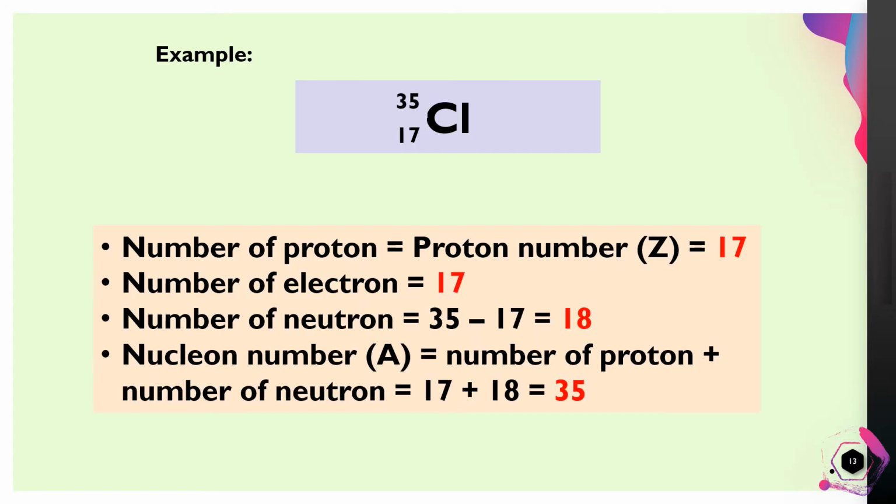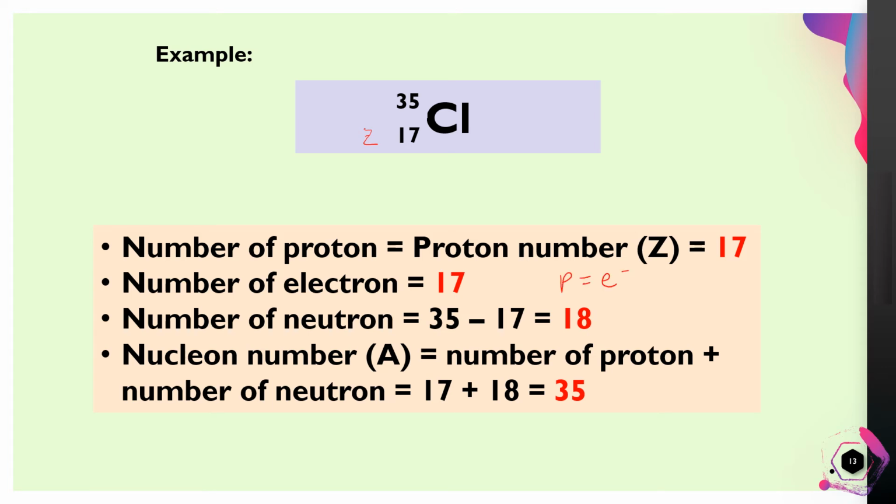Okay, so for example we have chlorine. The proton number is 17 at the bottom, Z. Then the number of electrons is equal to the number of protons because it's neutral. P equals E, no charge.